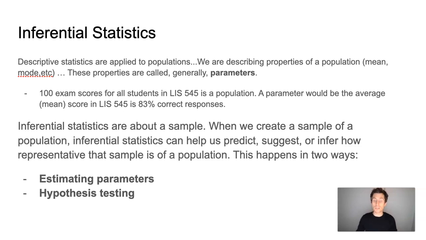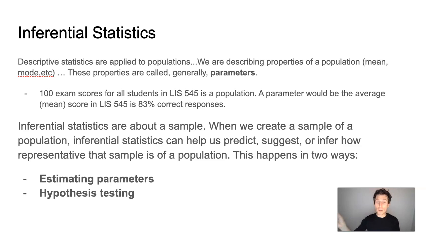Inferential statistics are going to be more focused on the specifics of a sample that we've constructed. When we create a sample of any general population that we're thinking about sampling strategically around, inferential statistics allow us to try to predict, or in some sense suggest, the ways in which that sample is representative or is not representative of a population. This happens generally in two ways.